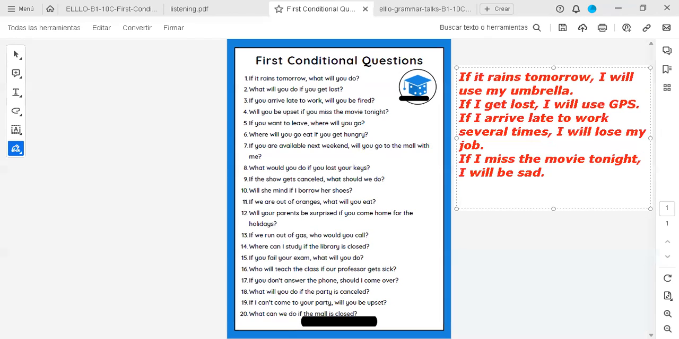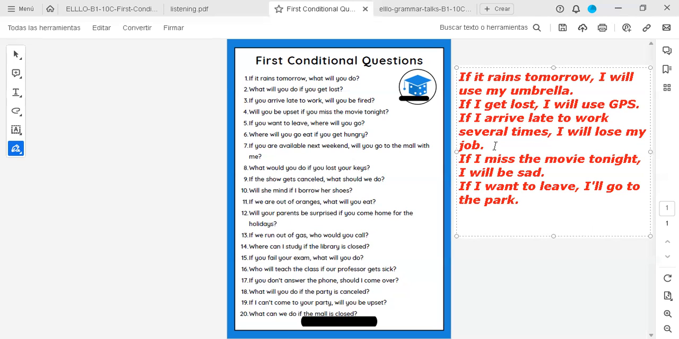Okay, question five. If you want to leave, where will you go? Si te quieres marchar, ¿a dónde irás? If I want to leave, I'll go. Okay. Where will you go? To the park, okay, to the park. Okay, good. To the beach, okay, to the beach.